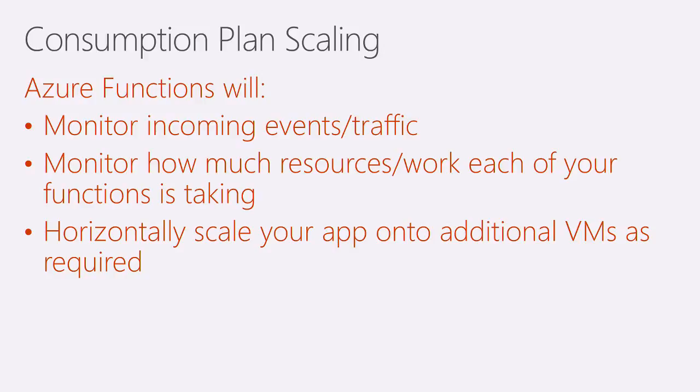And the way you should think about the scale out, when the system is scaling to meet the demands of your workload, is as horizontal scaling. It's basically about adding additional instances of your function app running on additional VMs.